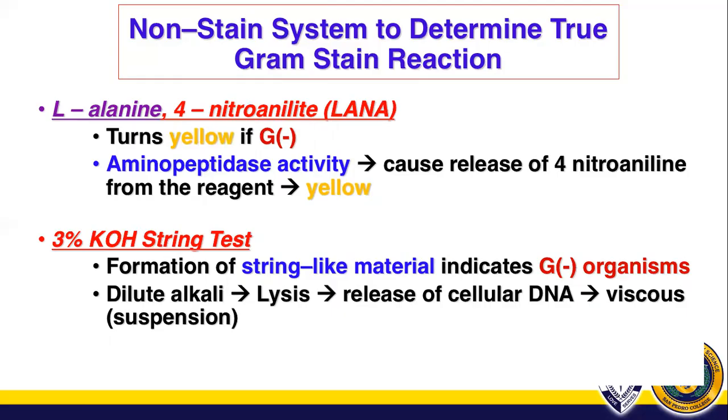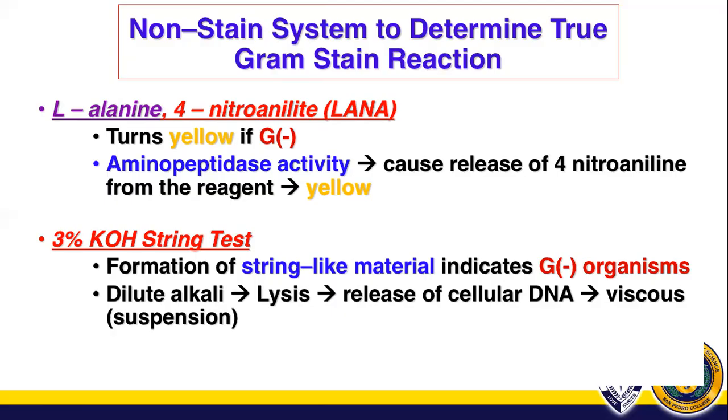How so? Gram-negative organisms usually release their aminopeptidase enzyme in the presence of L-alanine. They'd be releasing 4-nitroaniline, which produces the yellow color. So if the color of the suspension turns yellow, the organism is gram-negative.